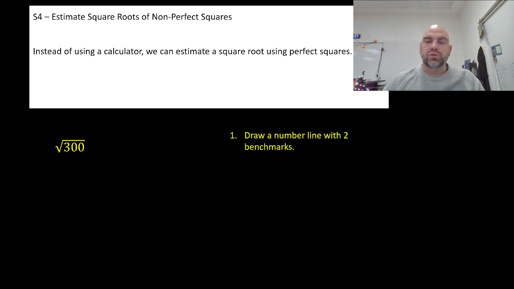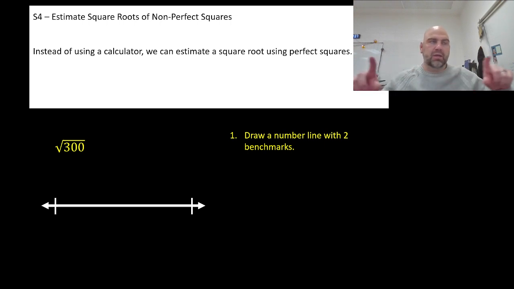Here are the steps we're going to follow. Number one, draw a number line with two benchmarks. It's going to look something like this. We draw a nice straight line with two benchmarks, one on each side. And honestly, for what we're doing, just the two are going to be completely fine.